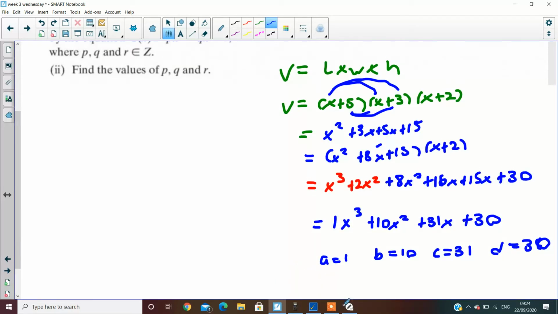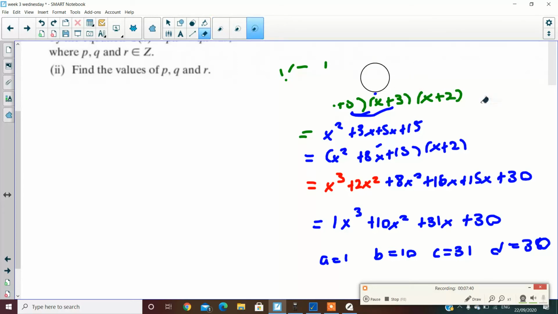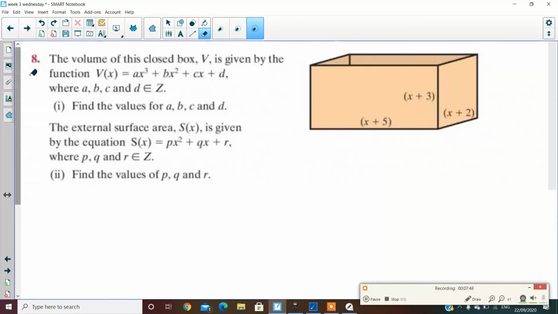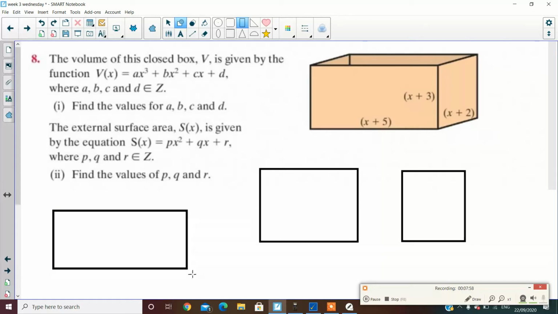You've got to do the surface area. Okay? Surface area. Next thing is you have a box and you need to get the surface area. Now the surface area is done like this. You have a couple of rectangles. You have the front rectangle, you have the side rectangle, and then you have the top or the bottom rectangle.